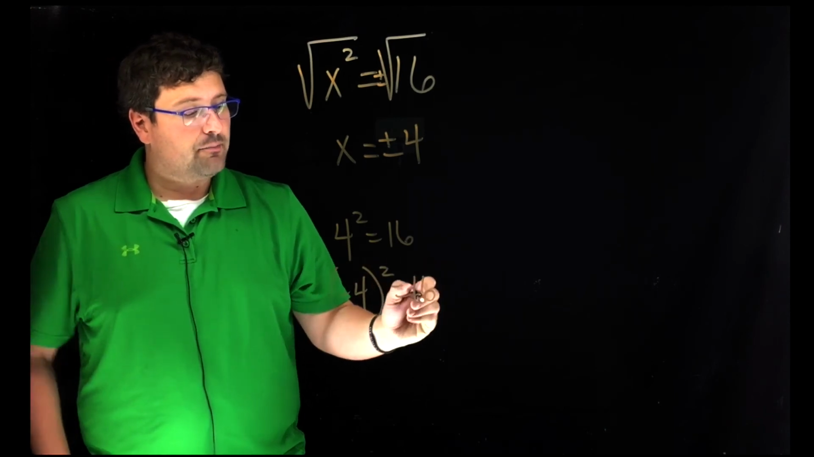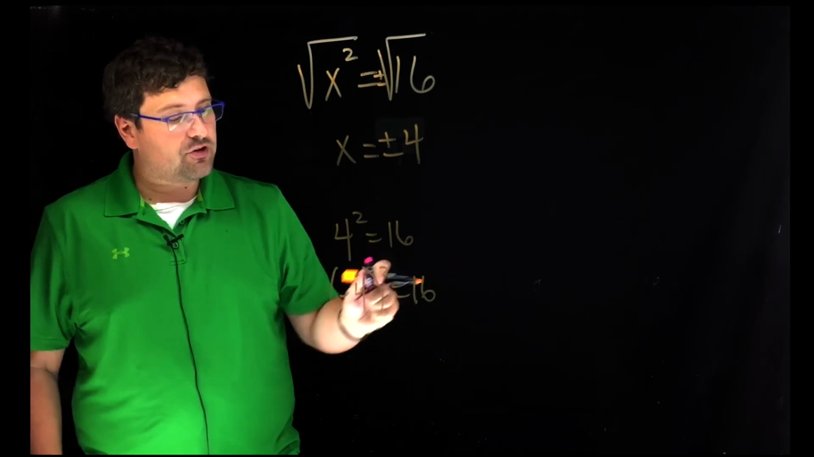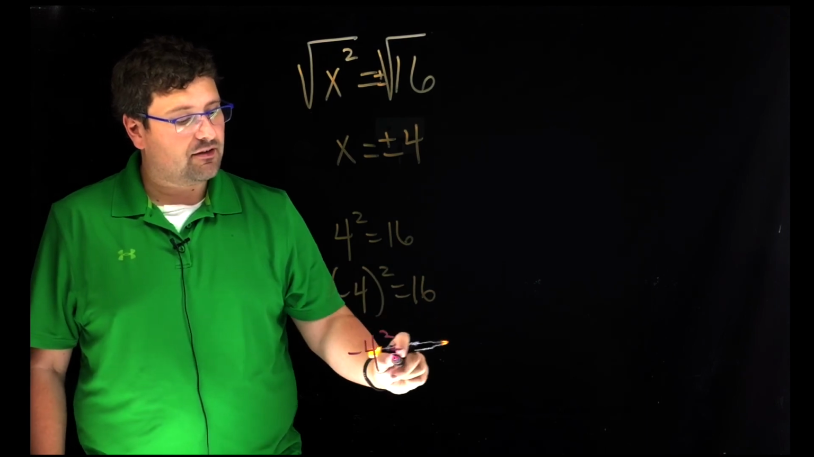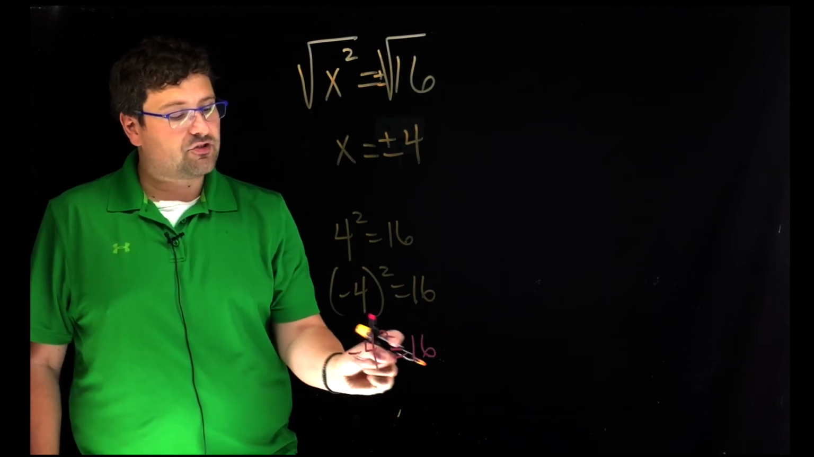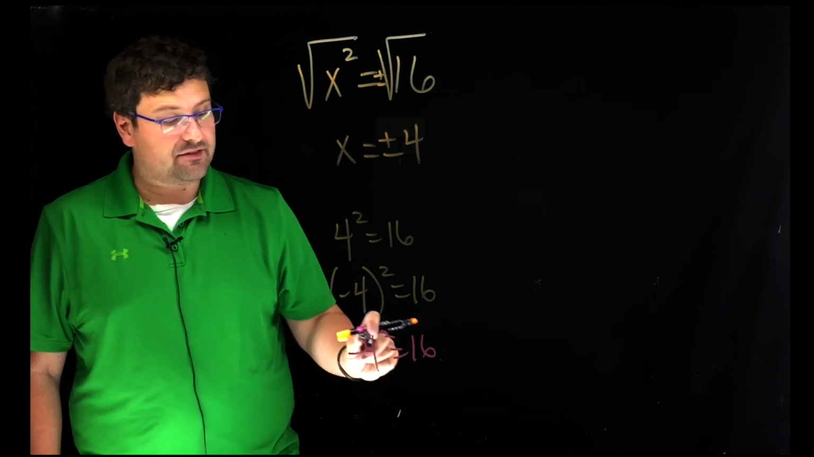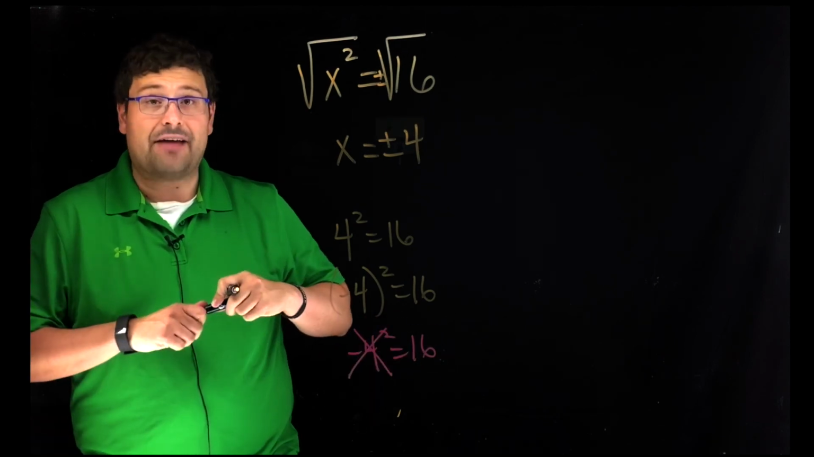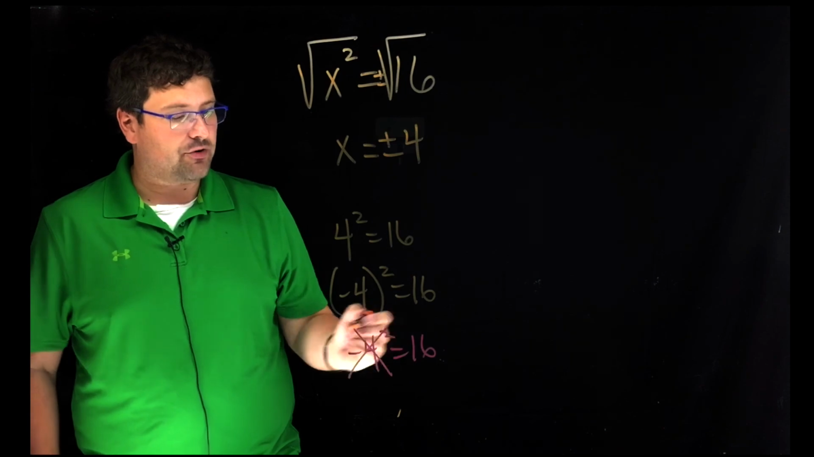16. Please make note that when you do negative 4 squared, you cannot do this, because negative 4 squared does not equal 16. That would be negative 16. So make sure your math is correct and it is valid when you're even checking your answer.